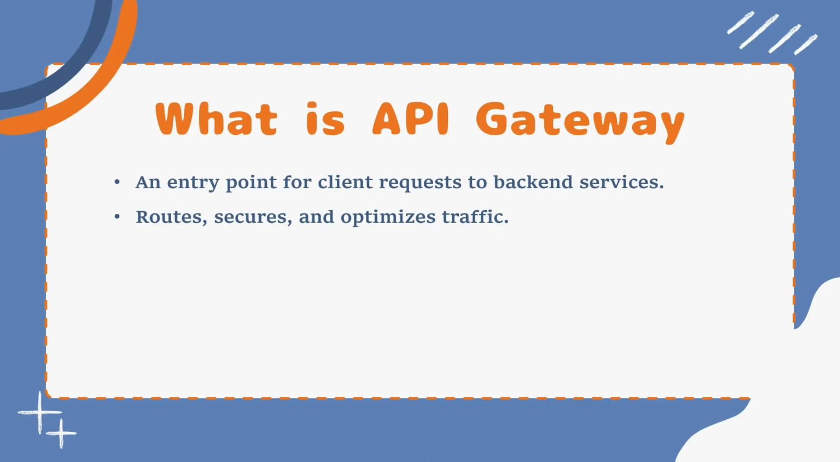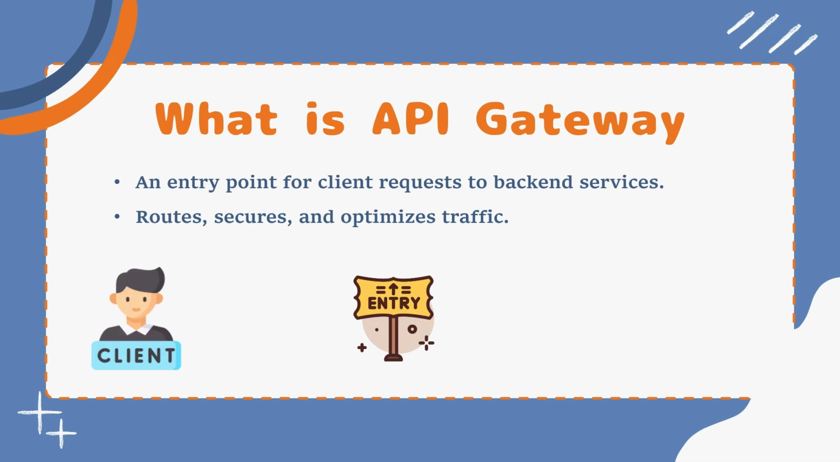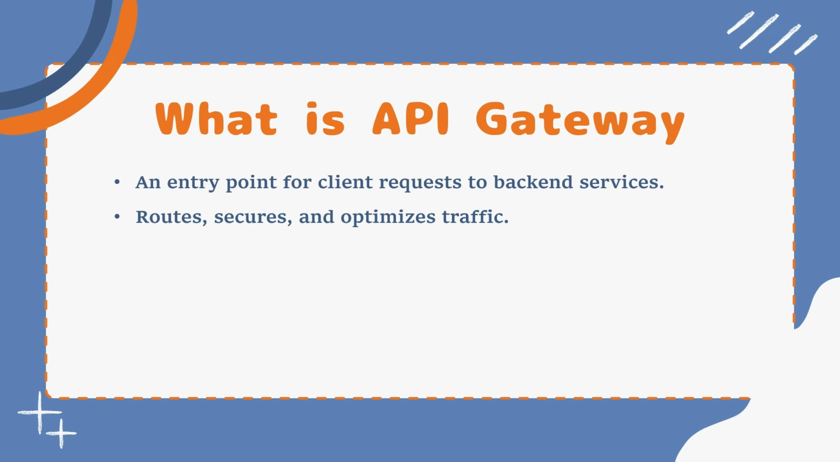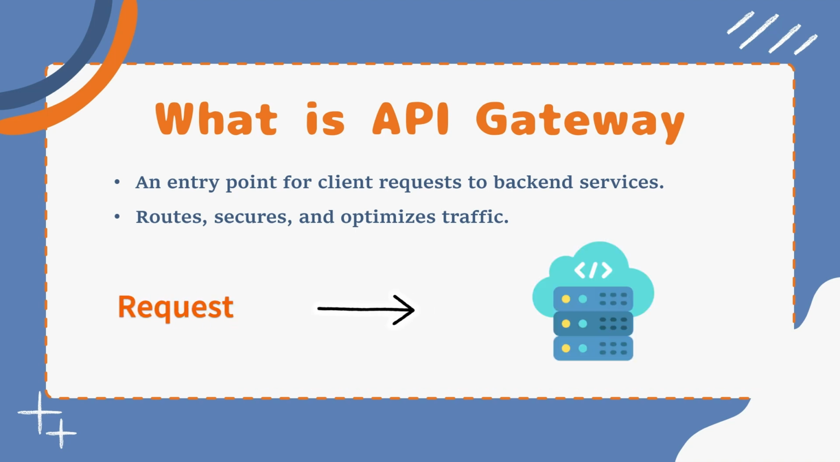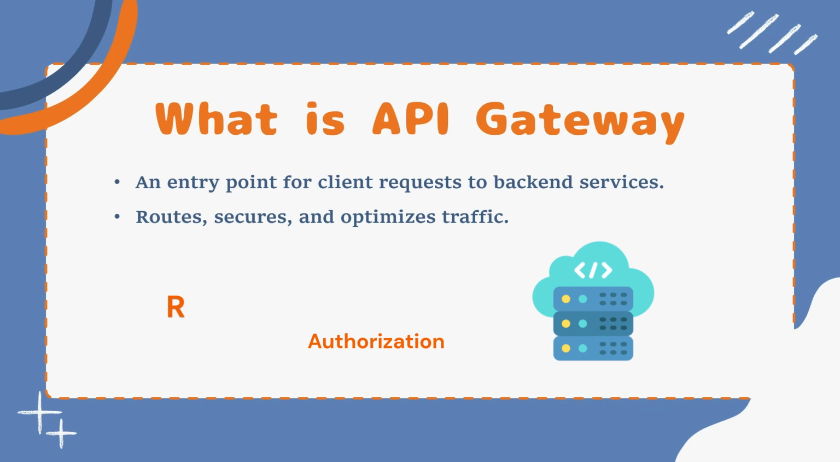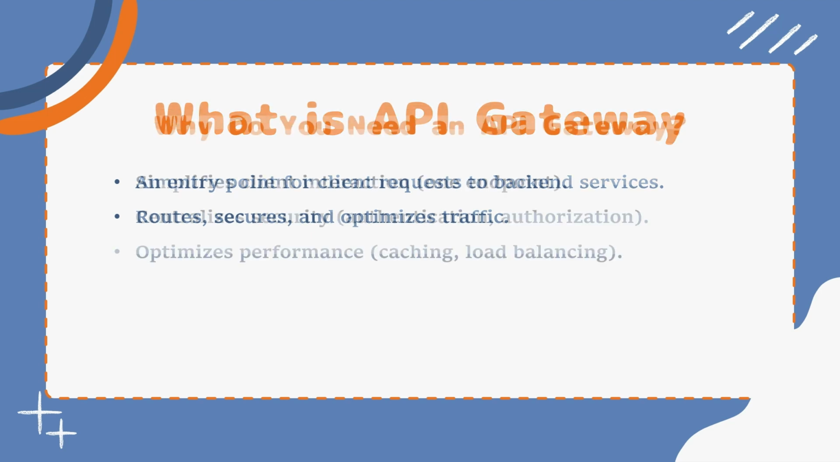What is an API gateway? So an API gateway acts as an entry point for a client request to the backend services. It acts as a mediator or a gate between the client request and the backend services. It also routes the request, secures the request, and optimizes the traffic. Whenever a request comes, it routes that request to a particular server at the backend. Then it provides security to the server by doing authentication and authorization on a request. And after that, it optimizes the traffic so the server should not get overloaded.